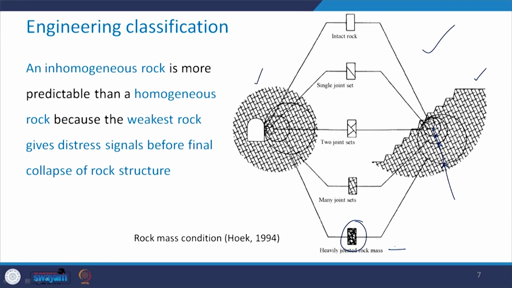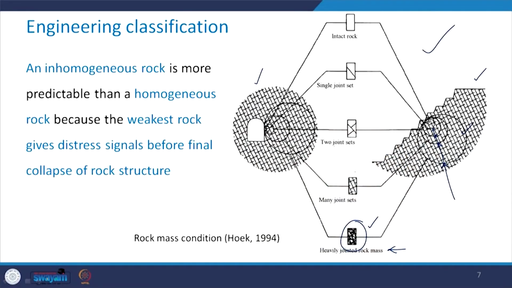The moment you consider this biggest circle, and if you just zoom it, it will look like something like this, which can be considered as a heavily jointed rock mass, because the sample size is big and many discontinuity sets are coming in that size of the specimen. Therefore, that rock mass is being called a heavily jointed rock mass. Now, you reduce the size of the circle. What exactly will happen?